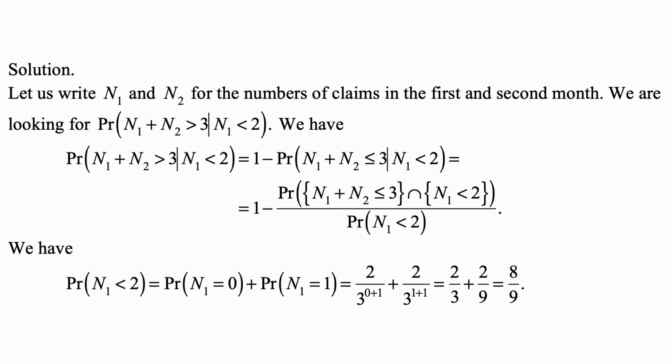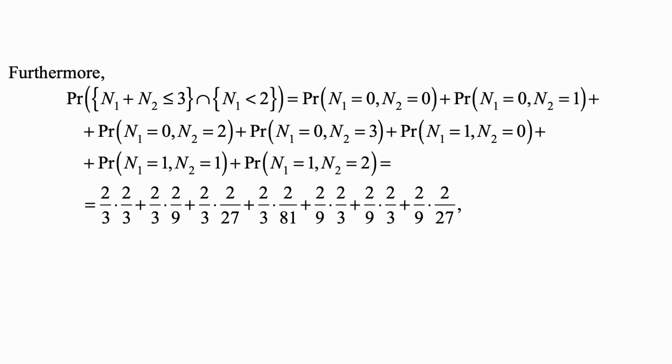Now the probability that N1 is less than 2 is the probability that N1 is 0 plus probability that N1 is 1, and that's equal to 2 over 3 to the 0 plus 1 plus 2 over 3 to the 1 plus 1. So 2/3 plus 2/9, and that's 8/9.